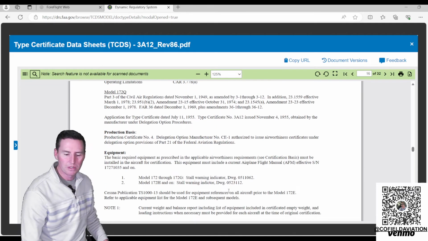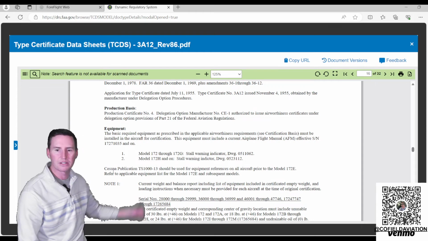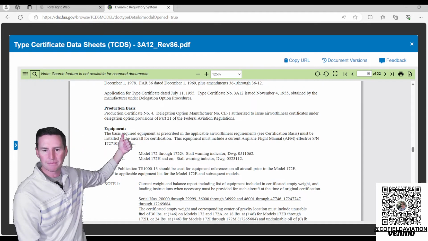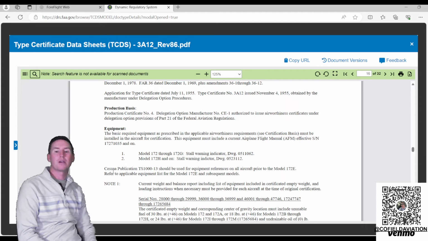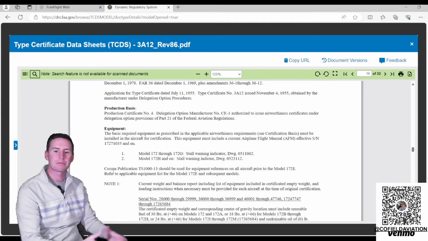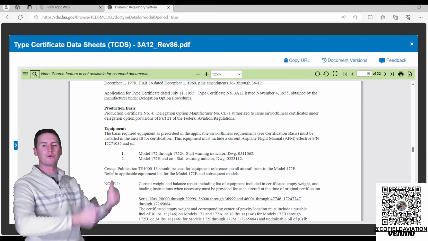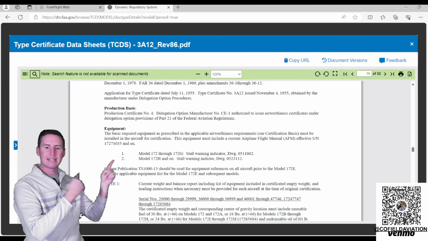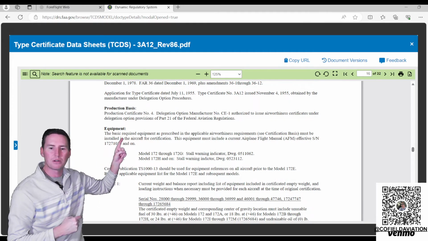And we're going to come down here until it says right here, you see where it says equipment. All right. This is where you're going to determine what equipment is required by the type certificate data sheet. So just scroll all the way down, find data pertinent to all models, find equipment.